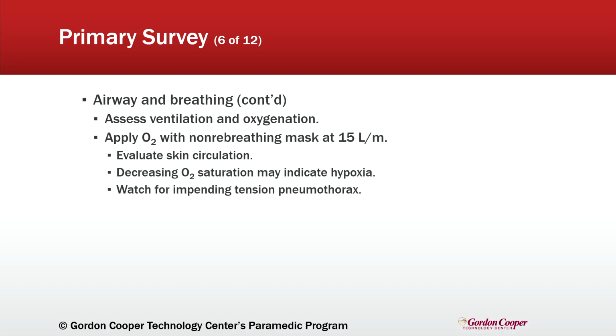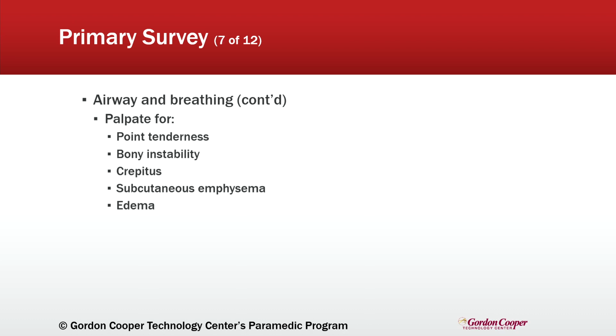And then we want to make sure we're paying attention for a tension pneumo. So we want to be alert for signs of that impending tension pneumothorax, such as sudden respiratory distress, decreased breath sounds on one side, or hypotension. That condition can rapidly become life-threatening, and it requires urgent intervention as well.